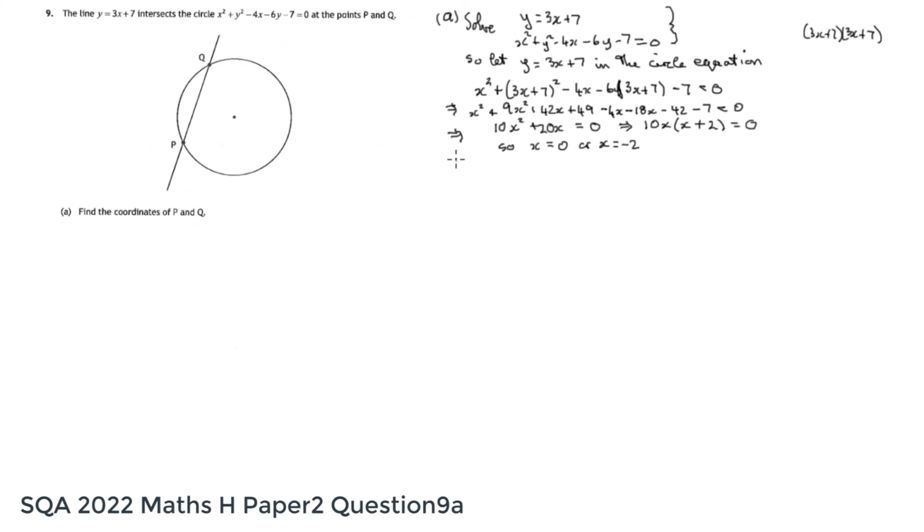So let's take each one in turn. So we'll let x equals 0. Now we know that y is 3x plus 7, so let's plug in x into that. Y is 3 times 0, therefore, plus 7, which gives us 7. So what have we discovered? That when x is 0, y is 7. And looking at this diagram here, x is 0, x is negative 2, Q is the one with the largest x coordinate, so further to the right. So Q would be the point 0, 7.